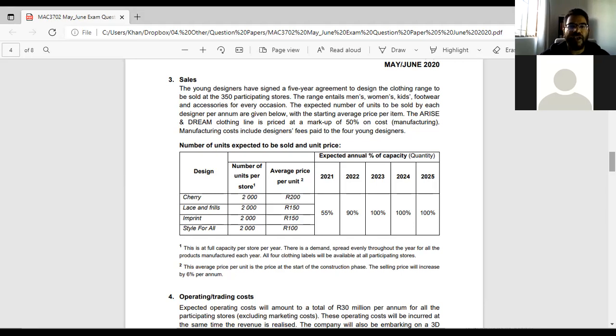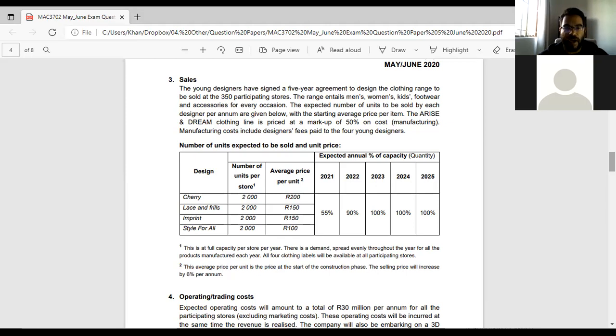Arise and Dream clothing line is priced at a markup of 50% on cost. Manufacturing costs include designers' fees paid for the 4 young designers. So there you have the design, cherry, lace, imprint, style, number of units per store. Remember that number of units per store is 2,000, so it's 2,000 for each. Average price per unit is 200 Rand.